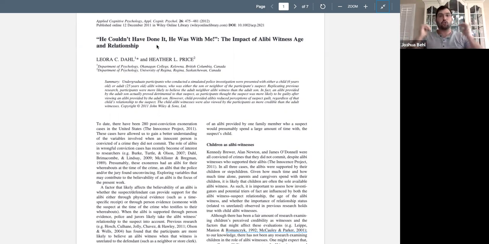So already straight out of the gate, we know what this paper is about: the impact, how jurors or somebody perceives the alibi witness age and the relationship to the suspect, presumably in terms of believability. I've read this paper 100 times, so I obviously know that that's exactly what it is. But the title even is telling you what the paper is about, right? How does the alibi's age and relationship to the defendant affect its believability?